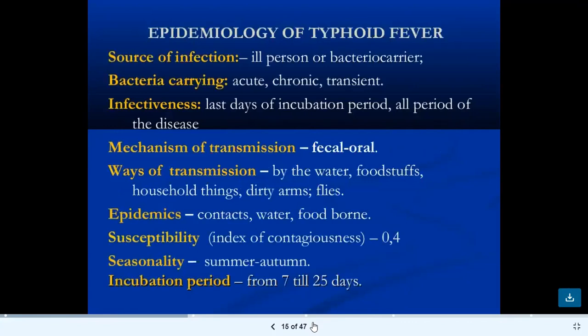Epidemiology of typhoid fever. Sources of infection are an ill person or bacteria carriers, that is acute, chronic and transient. Infectiousness is in the last days of the incubation period and all periods of the disease. The mechanism of transmission is fecal-oral. Ways of transmission are by water, foodstuff, household things, dirty hands and flies. Now the epidemics are contact, water and foodborne.